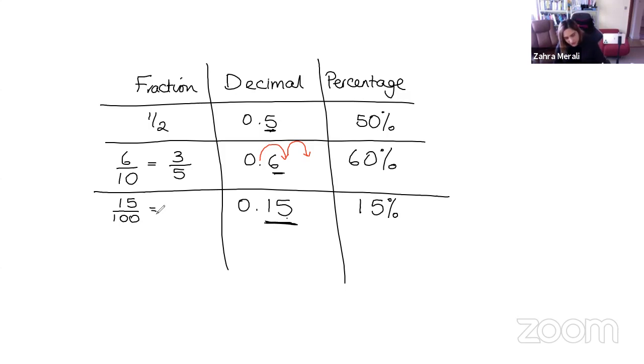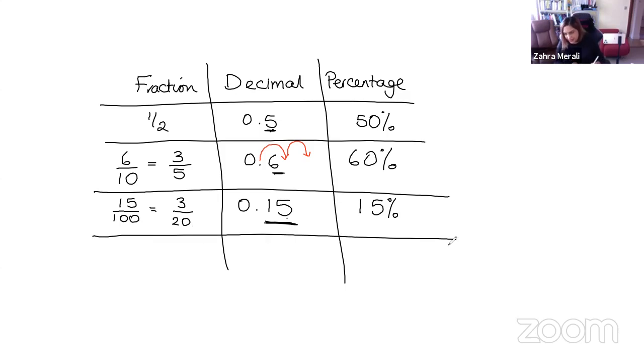We look at both of those and we say, well, they're not both even. We can't divide them by 2. We can't divide them by 3. Maybe we can divide them by 5. 15 divided by 5 is 3. 100 divided by 5 is 20. So you end up with 3 over 20.